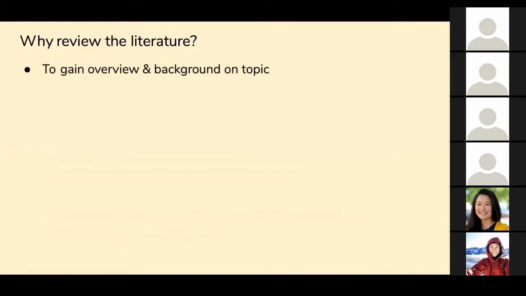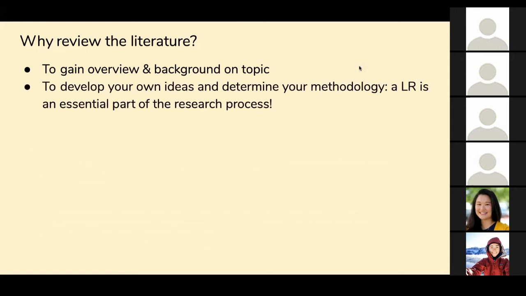So yeah, you were writing about gaining an overview and background on the topic, understanding what has been done, understanding what previous research has been done and what needs to be further accomplished. To develop your own ideas, right? And to determine your methodology. So a lit review is an essential part of the research process, which is why it's so hard, because it's actually research. And some of you said also to make sure you're not replicating research or reinventing the wheel.